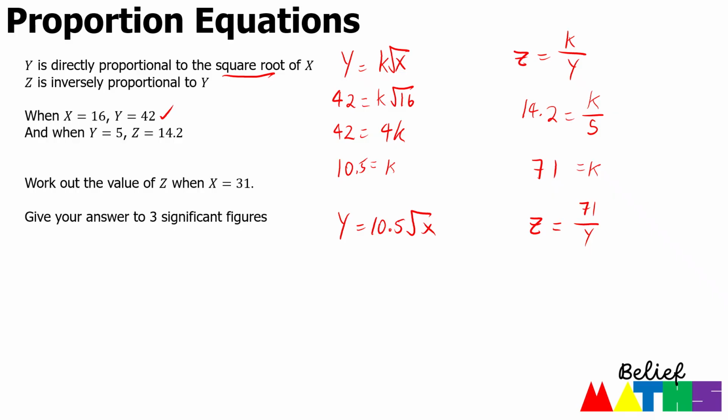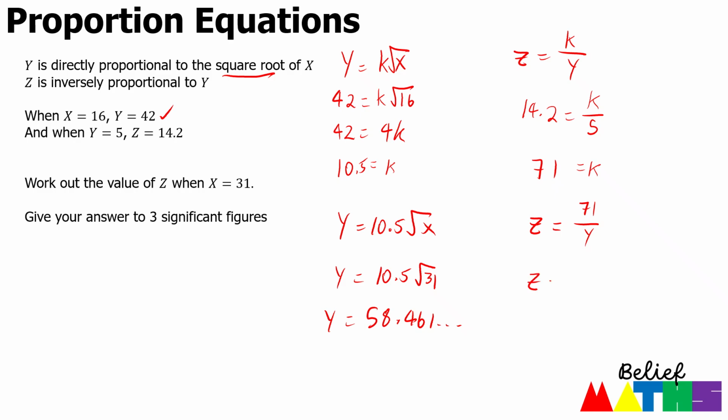Now we can do an analysis. Work out the value of z when x is 31. So we're going to say y is equal to 10.5 square root 31. And then using our calculator for that, it gives us an answer of 58.461, etc. Now what we're going to do is keep that stored in our calculator, and we know this y value is then going to be substituted into our z formula.